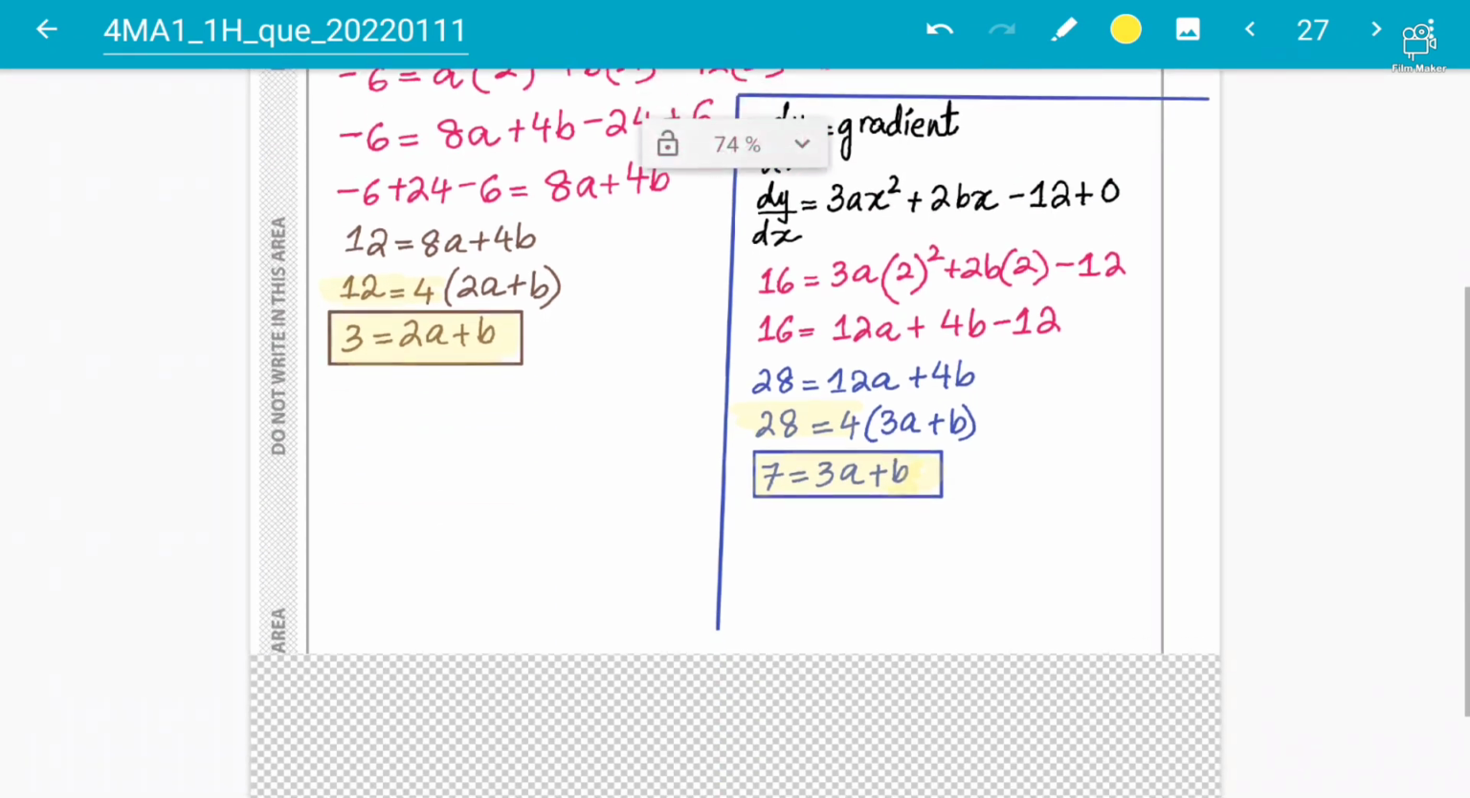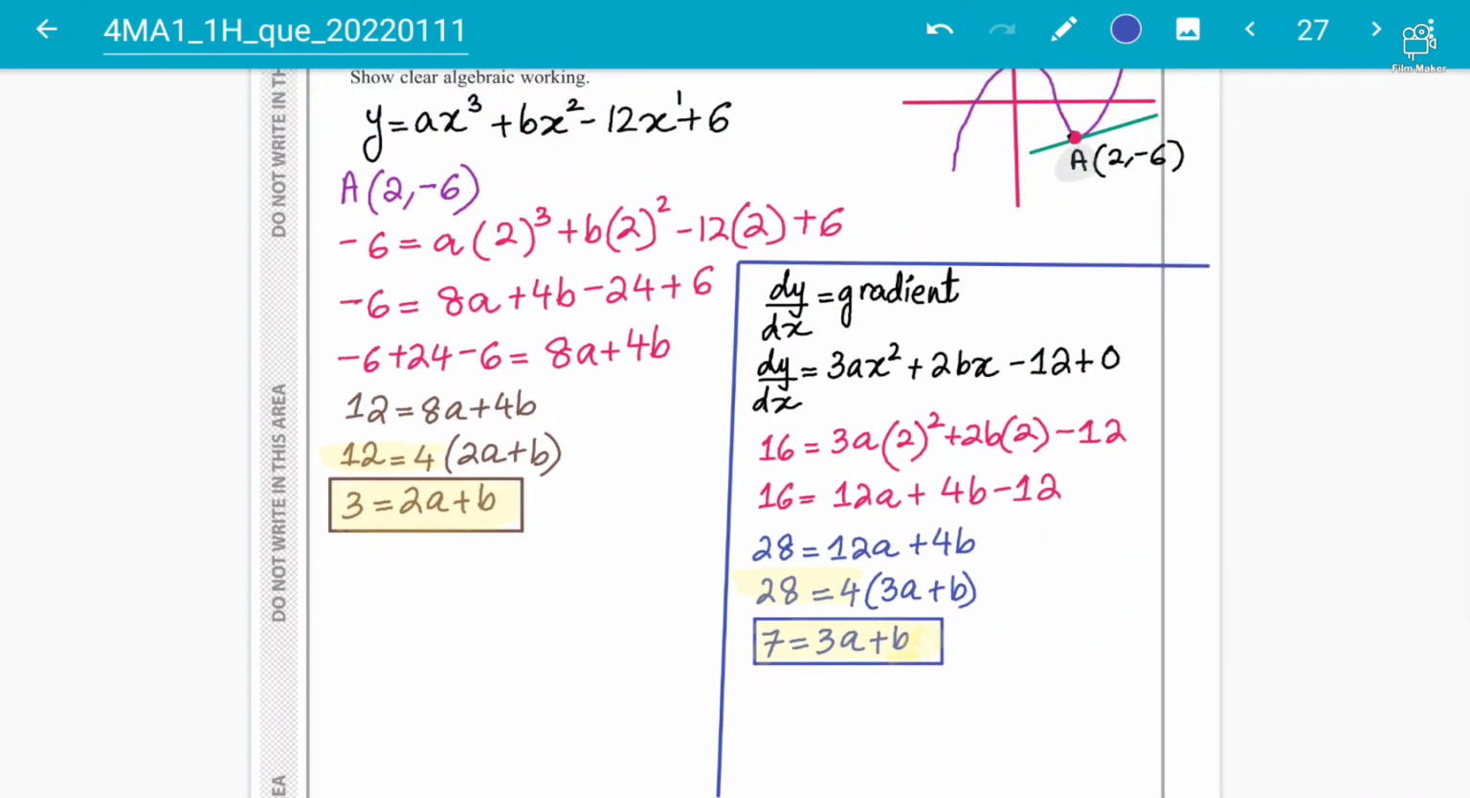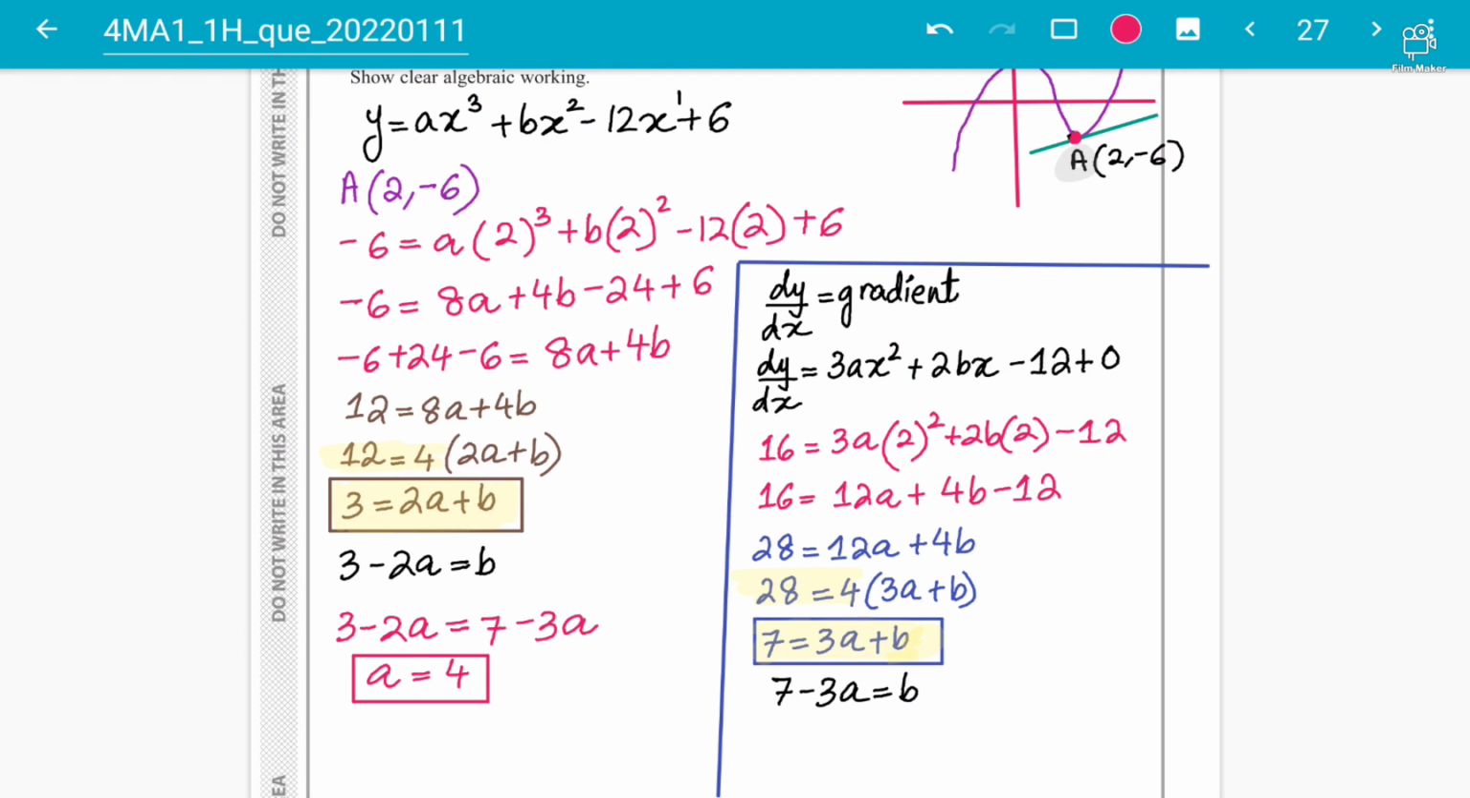Okay, so now you can simply work the a and b values out, and then we'll see what the requirement is. So you can say we are solving simultaneously 3 minus 2a is equal to b, and 7 minus 3a is equal to b. So here we go. 3 minus 2a is equal to 7 minus 3a. It will be minus 2a plus 3a, we get a here. 7 minus 3 is 4. Okay, so the value of a is 4, students. The value of a is 4.